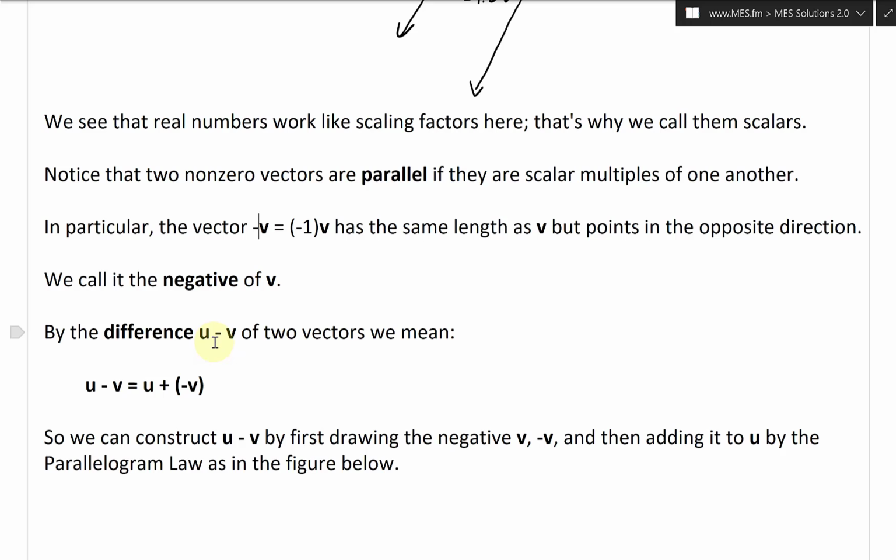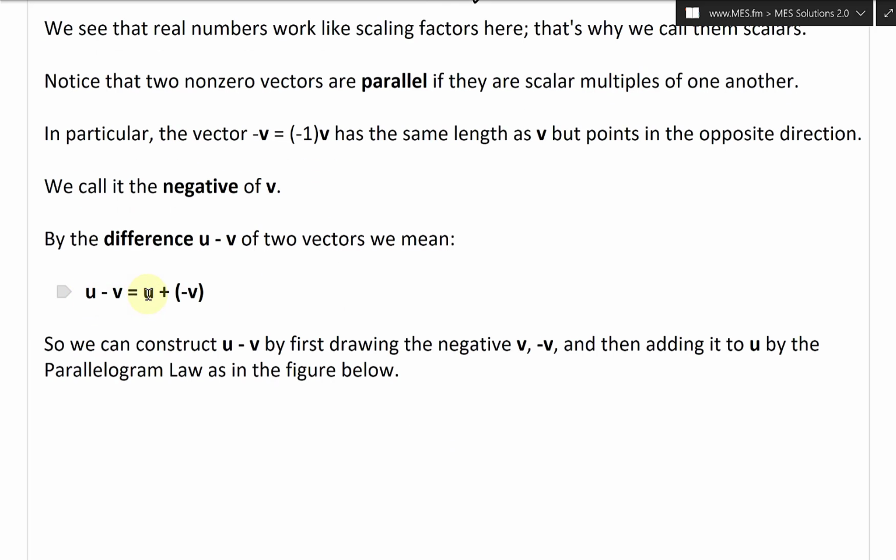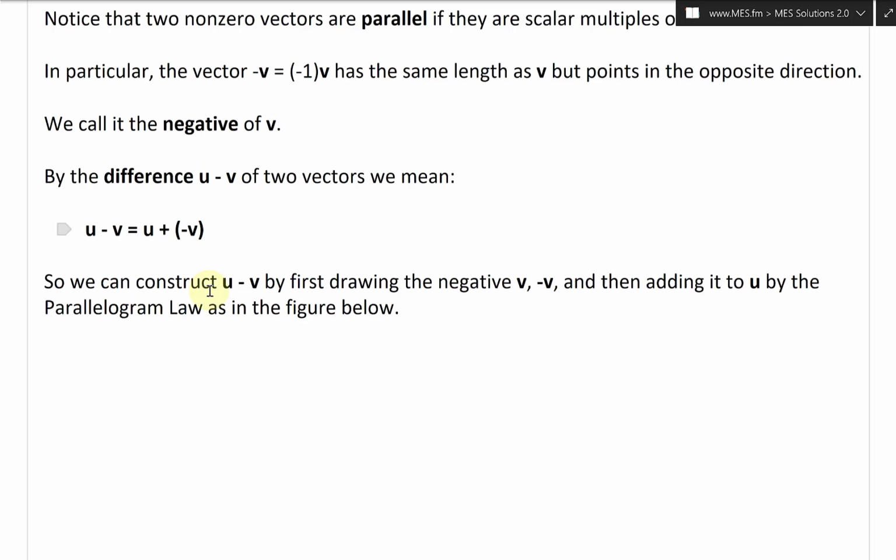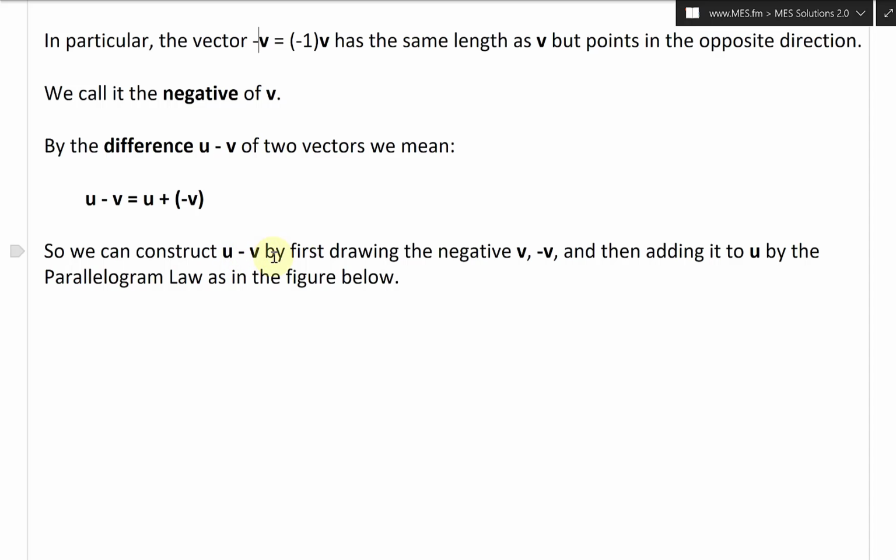And by the difference u minus v of two vectors, we mean u minus v is just equal to u plus the negative of v. So we can construct u minus v by first drawing the negative of v, and then adding it to u by the parallelogram law as in the figure below.